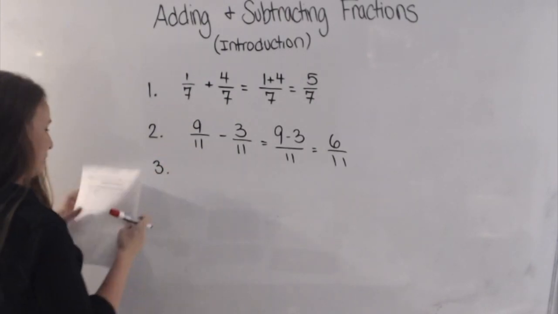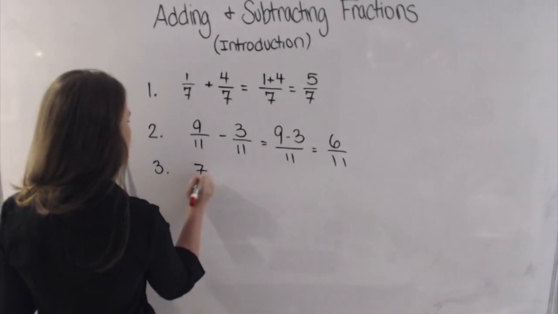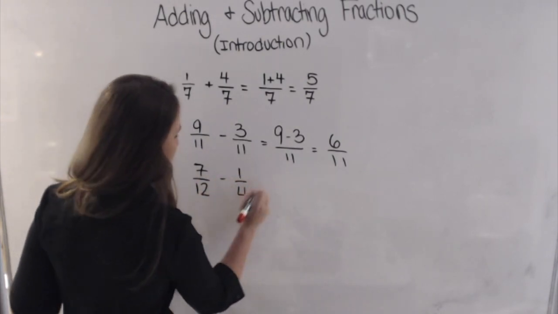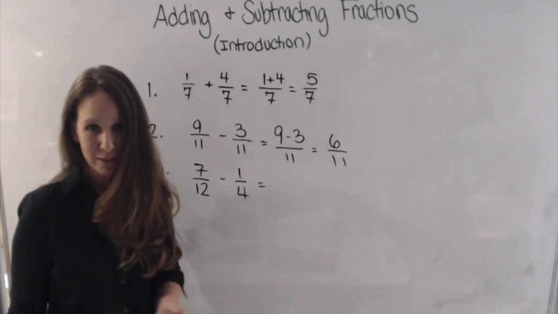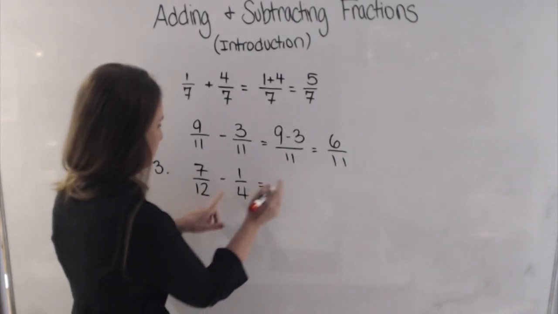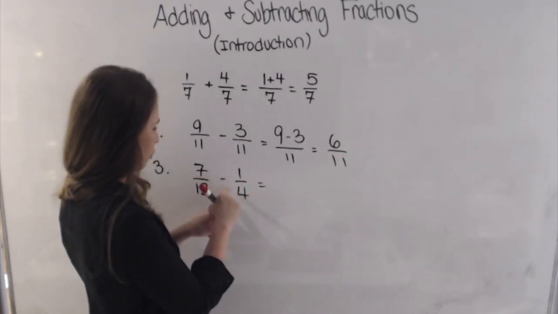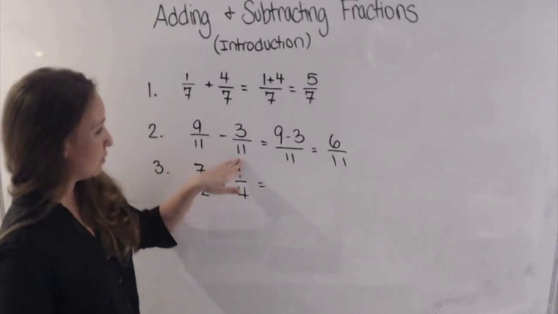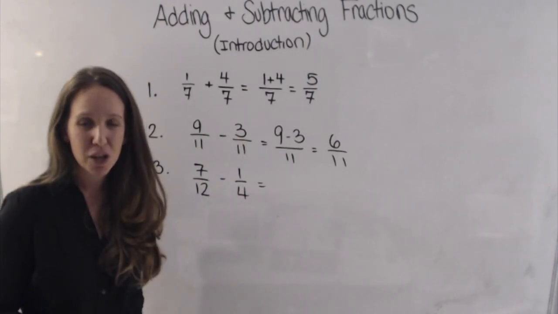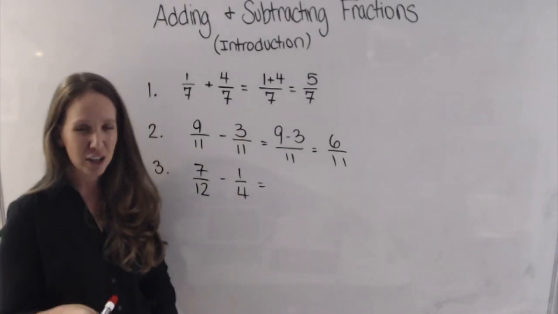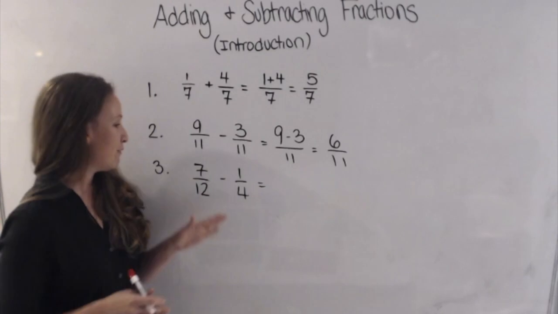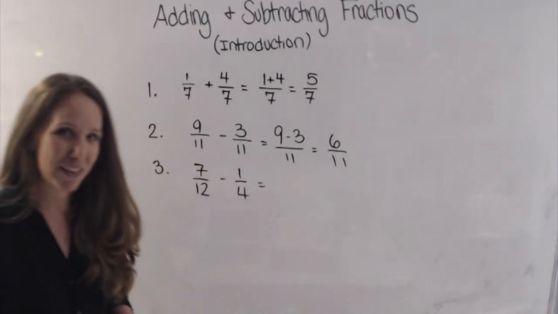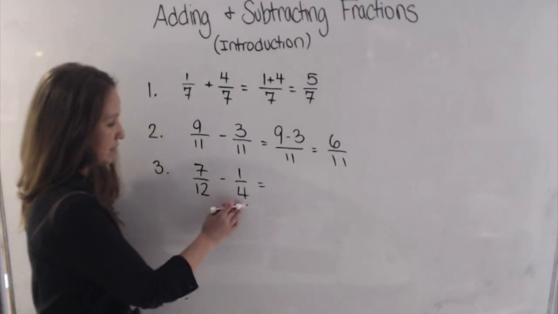Number 3: 7 over 12 minus 1 over 4. Well, let's do our subtraction. 7 minus 1 over, wait, what about my denominators? They're not the same, so I can't just carry it over. Do you guys remember in our last lesson how we talked about finding a common denominator and how we do that? We have to find the least common denominator in this case.